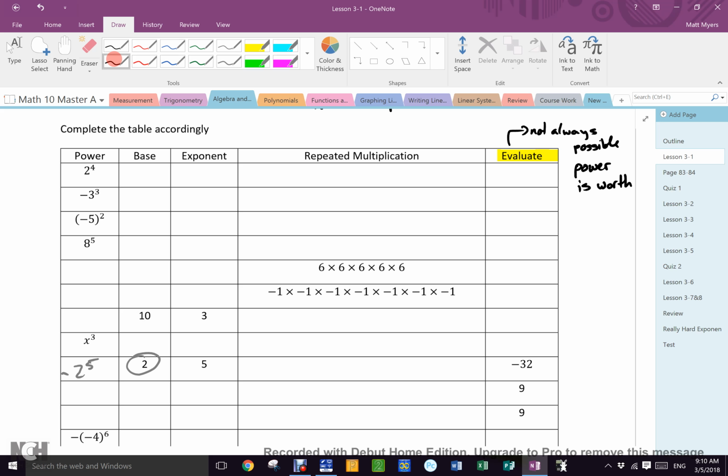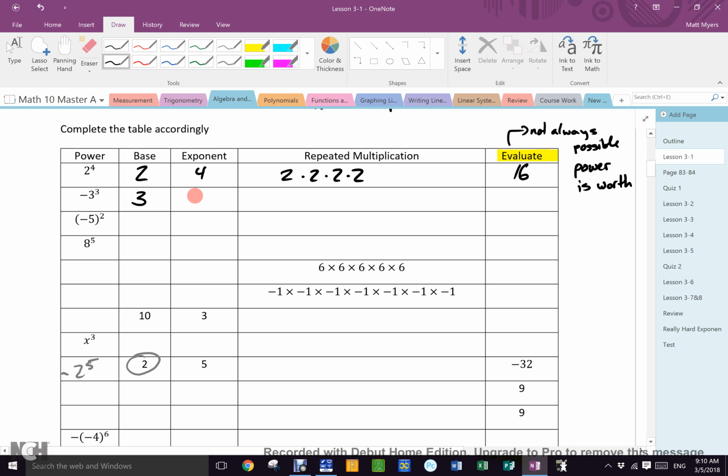Evan. Of course, Evan. It's that time. All right. Here we go. First line. What's the base? 2. What's the exponent? 4. What does that mean? 2 times 2 times 2 times 2. What is it? 16. Right? What's the base in the second one?